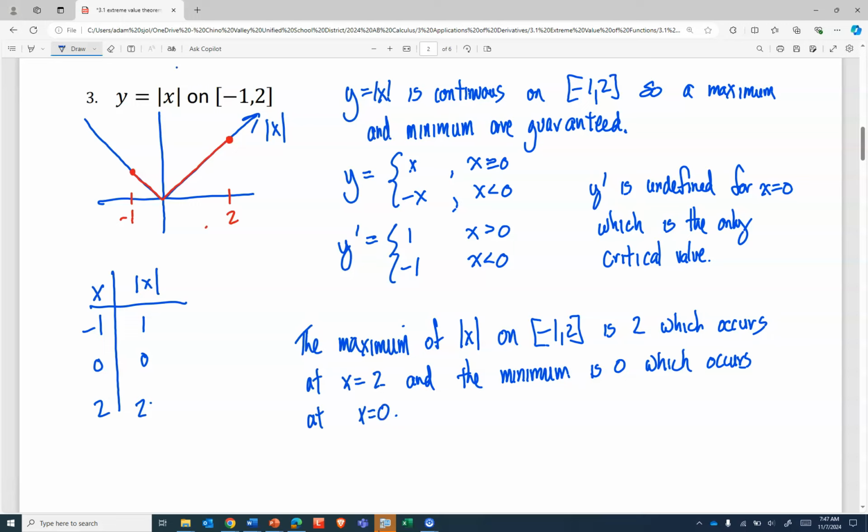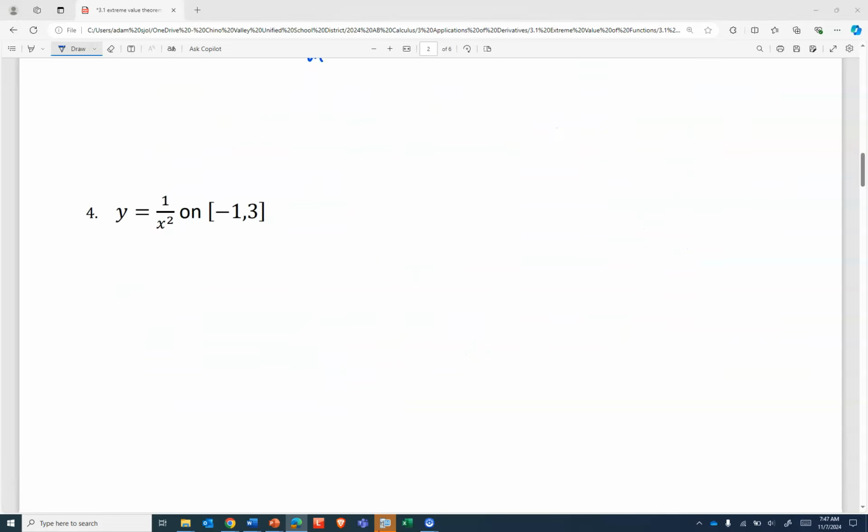I bet that one's the one people need the most help on. Okay, what about 1 over x squared on negative 1 to 3? I like this example.